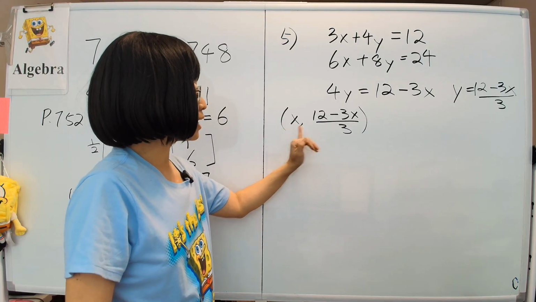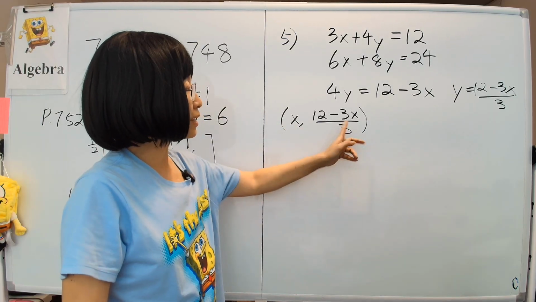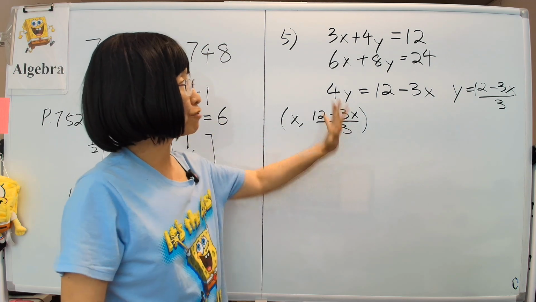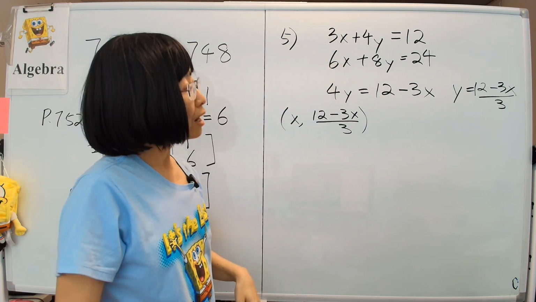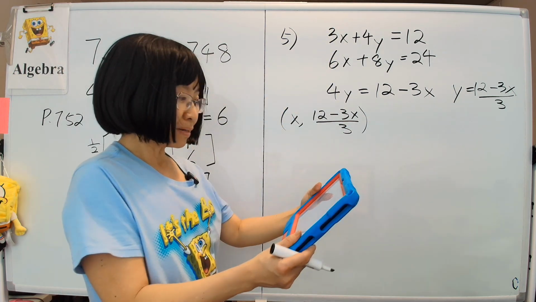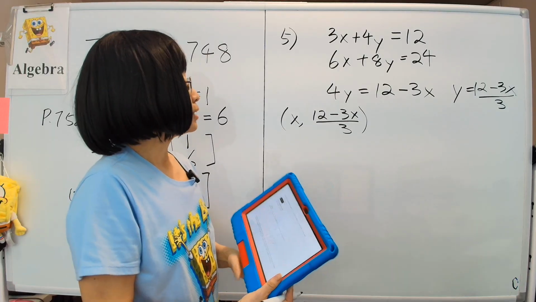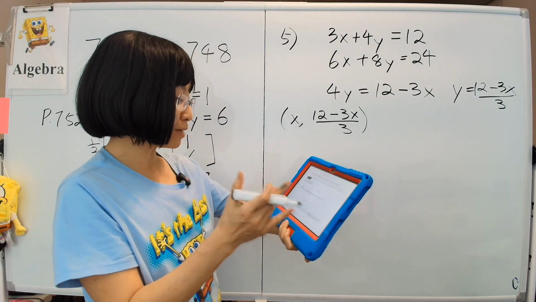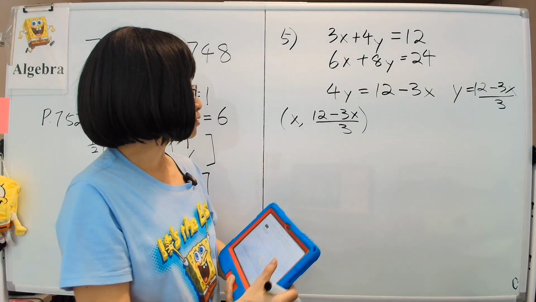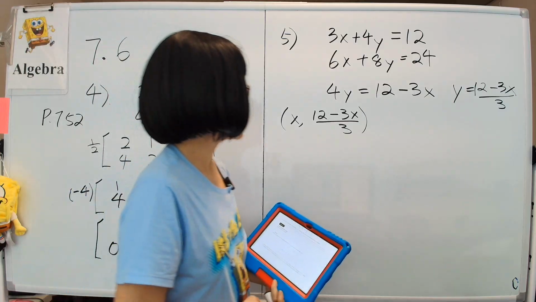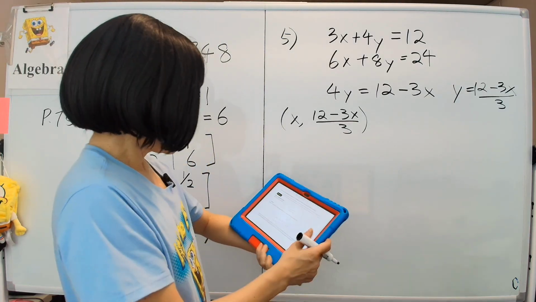Any x you pick, as long as you plug it in to get the y, that will fit this equation. Yeah, so anyway, that would be the answer. However, right now we are going to again do that row echelon business, okay? And so let's do that.